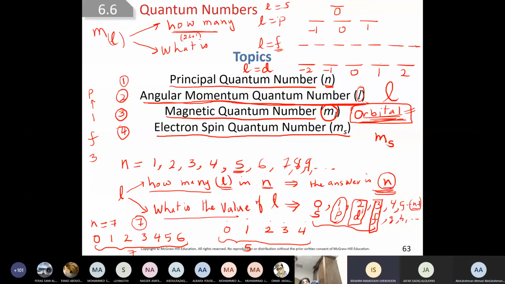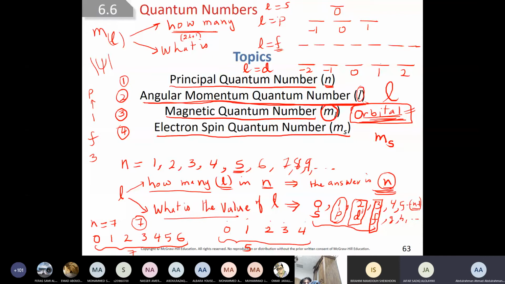But doctor, why do we get minus 3, minus 2, minus 1? Where does this minus come from? This comes from the solution of psi. You don't have to worry about how we did the solution. You remember this equation psi? When you solve it, you get these numbers, but we are not going to discuss that. So what are the values? Minus 3, minus 2, minus 1, 0, 1, 2, 3.